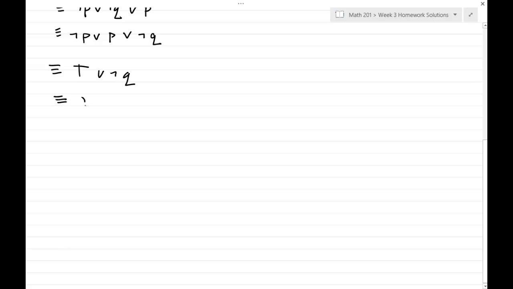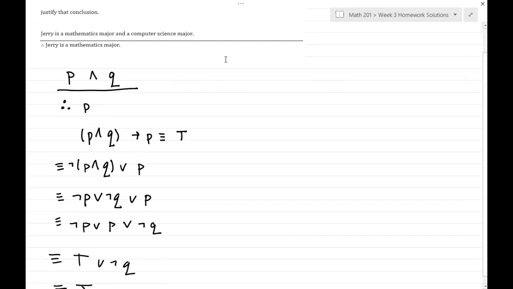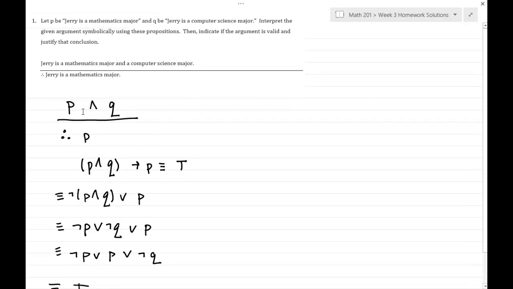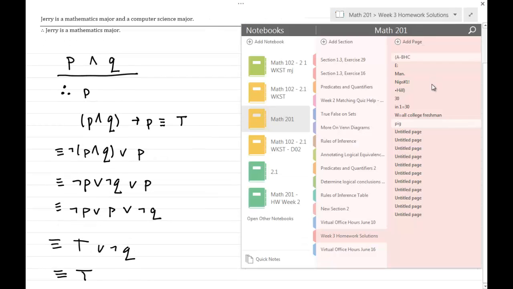True or anything is just true. So I've shown that this is a tautology. And this makes sense if we think about the AND operator. The only time an AND operator is true is if both pieces are true. So in an argument, we're given true premises, and then we try to draw some conclusion from it. So the only time an argument is valid is if premises imply conclusion is always true. And so we've proved that. So it is valid, and this proof that this implication is a tautology is our justification.